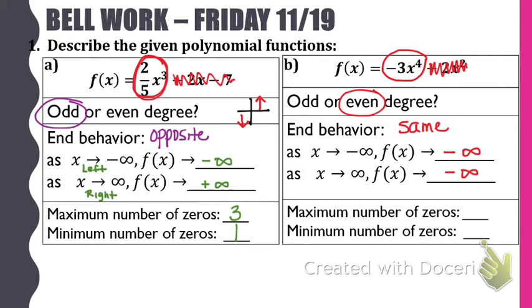The maximum for this one is 4, and the minimum is 0. That's just a quick recap of what we covered yesterday. Any questions about that?